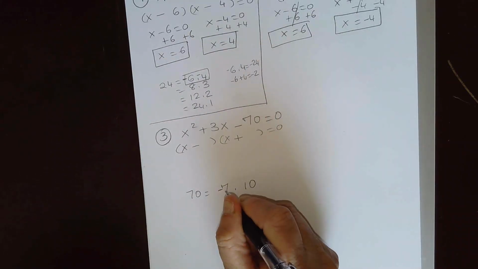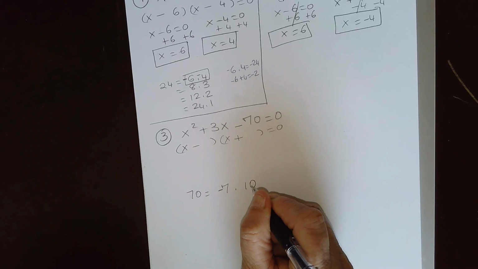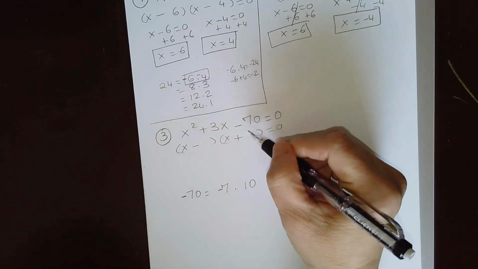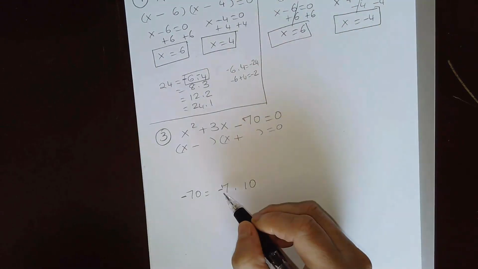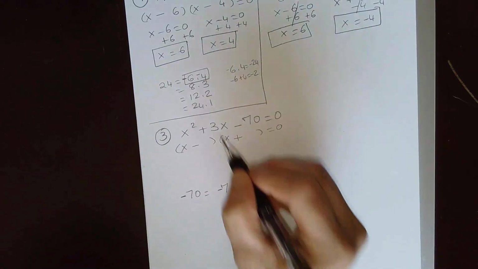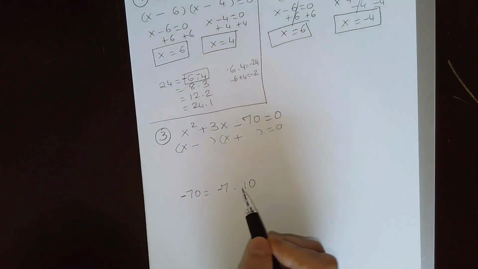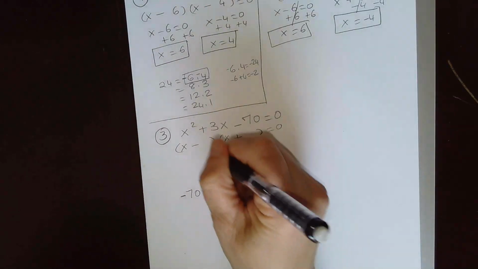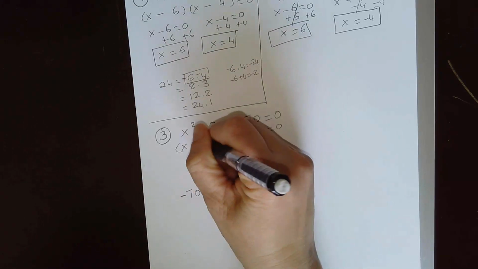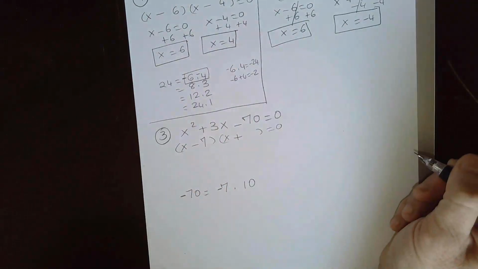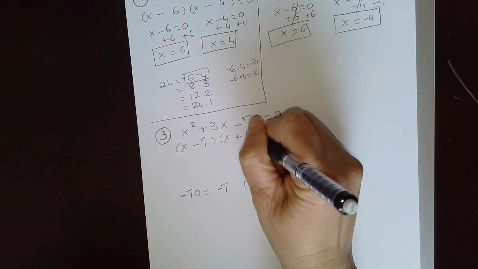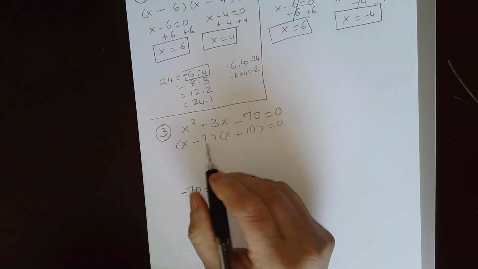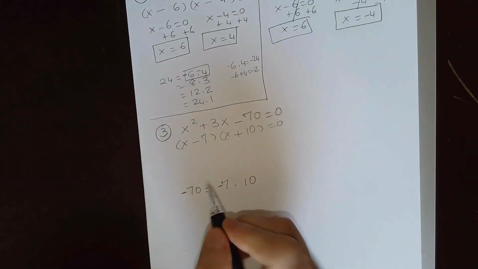So negative 7 times 10, that gives me negative 70, and that's the product. That's what I have here. Negative 7 plus 10 gives me positive 3, or you can think about it, 10 minus 7 gives you 3. So that is it. You have here minus 7, plus 10. This is the correct factoring on the left side of the equation.